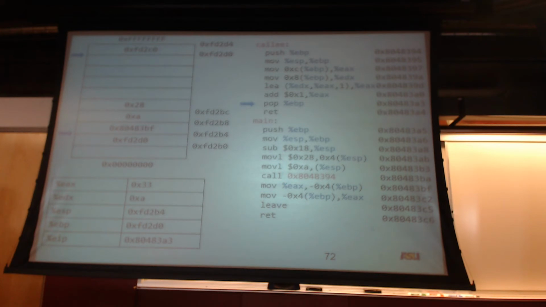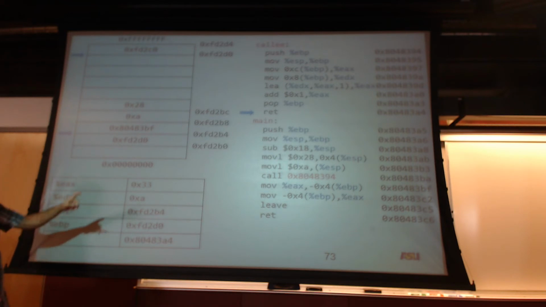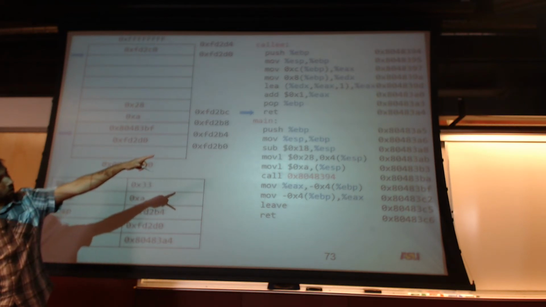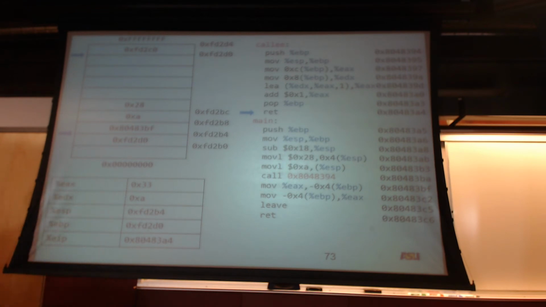Now we come to return. Now this is another important instruction. There are a lot of hidden things here. So let's go one by one. What are the hidden things here? So now let's take a snapshot here. EAX was 33, EDX is 10, ESP is FD2B4, EBP is FD2D0, and my next instruction pointer is 80483A4 because I haven't executed return. Now what happens next?